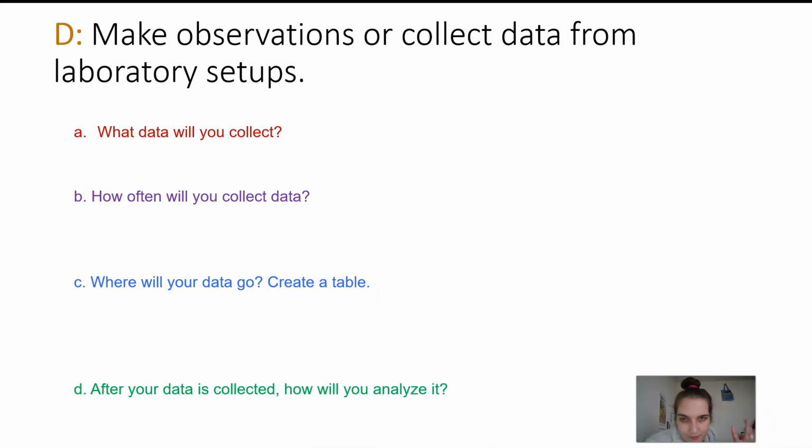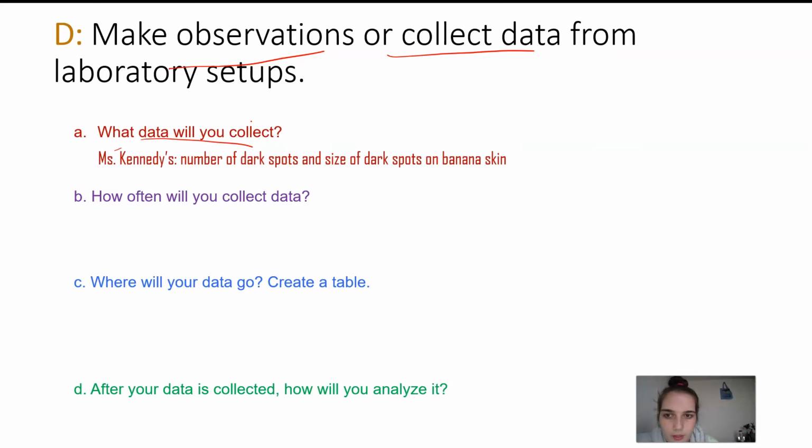The next part is my favorite part. It's making observations or collecting data from what you've set up in your lab experiment. So first question you need to think of is, what data will you collect? In my experiment, it's pretty easy. I'm getting the number of dark spots and the size of the dark spots on the banana's skin. So that's what I'm actually collecting from the bananas.